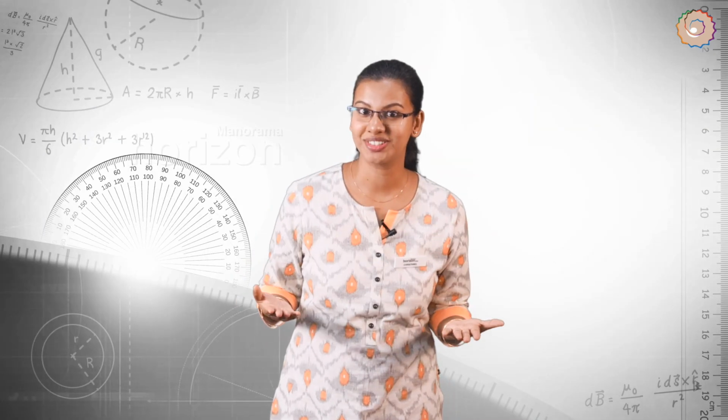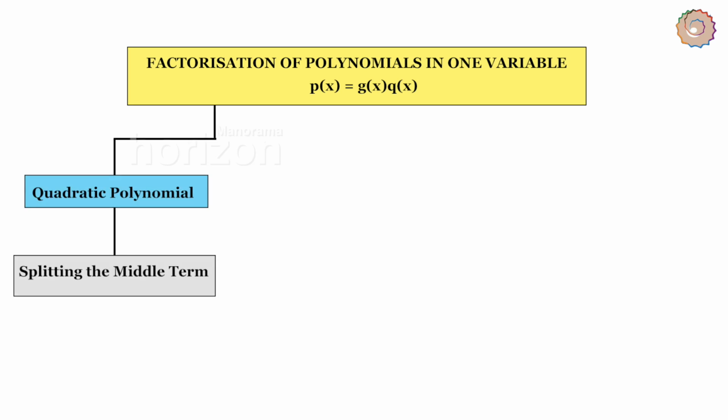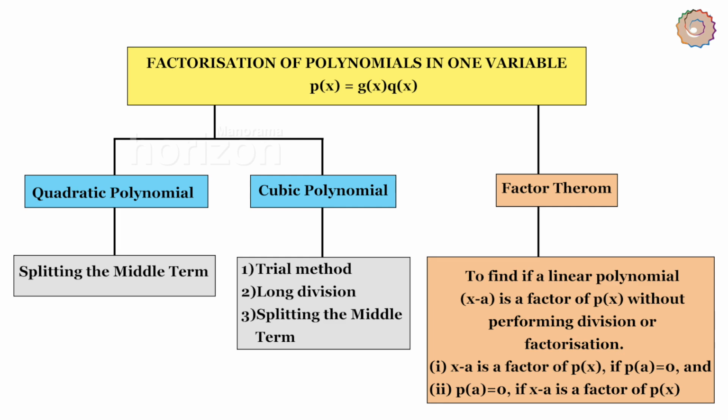So we can conclude that we can factorize quadratic polynomials by splitting the middle term, and cubic polynomials by the trial method of finding one of the factors and then performing long division and the splitting the middle term method. Also, by the factor theorem, we can find out whether a given linear polynomial x minus a is a factor of a polynomial p of x.